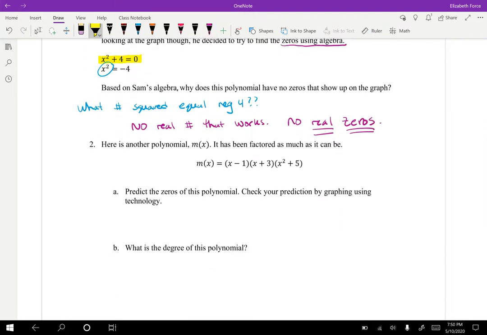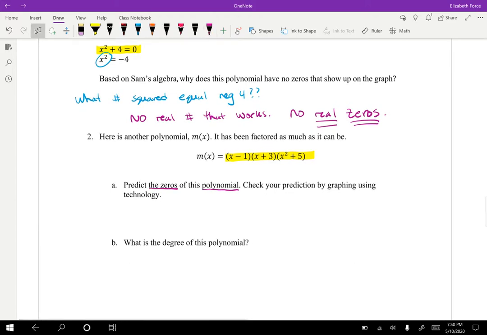It has been factored as much as it can. So here's our m of x. We're going to look at this factored form and predict the zeros of this polynomial. We're going to do it by using technology to check our predictions.